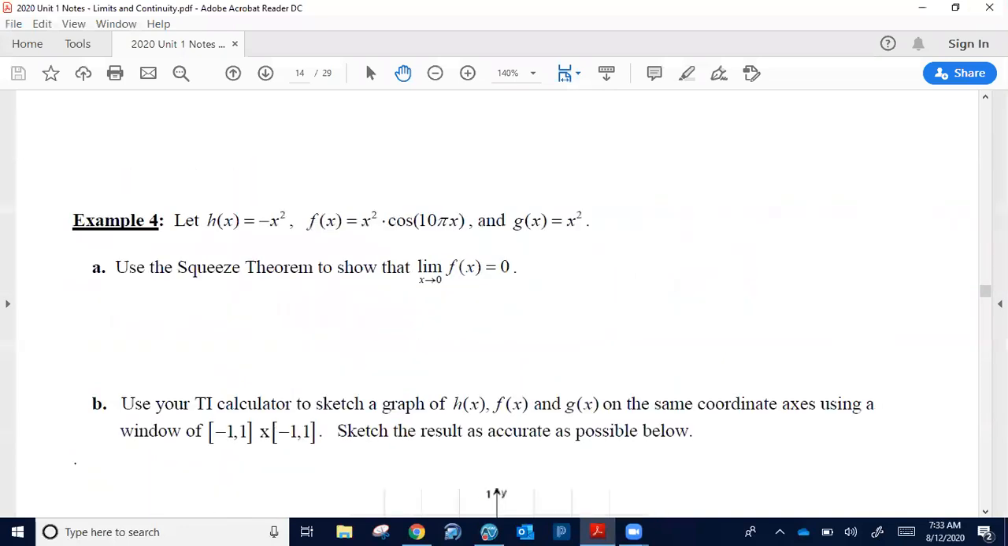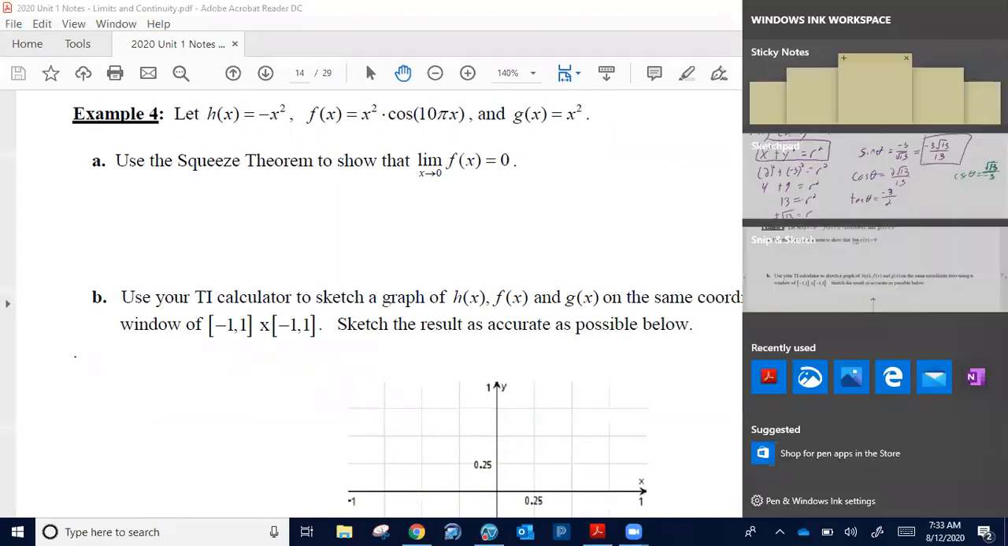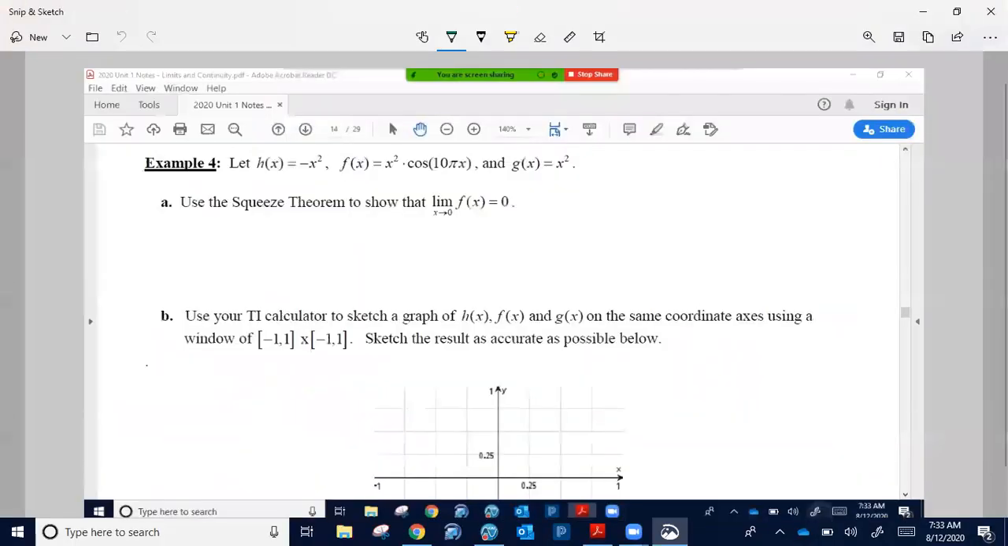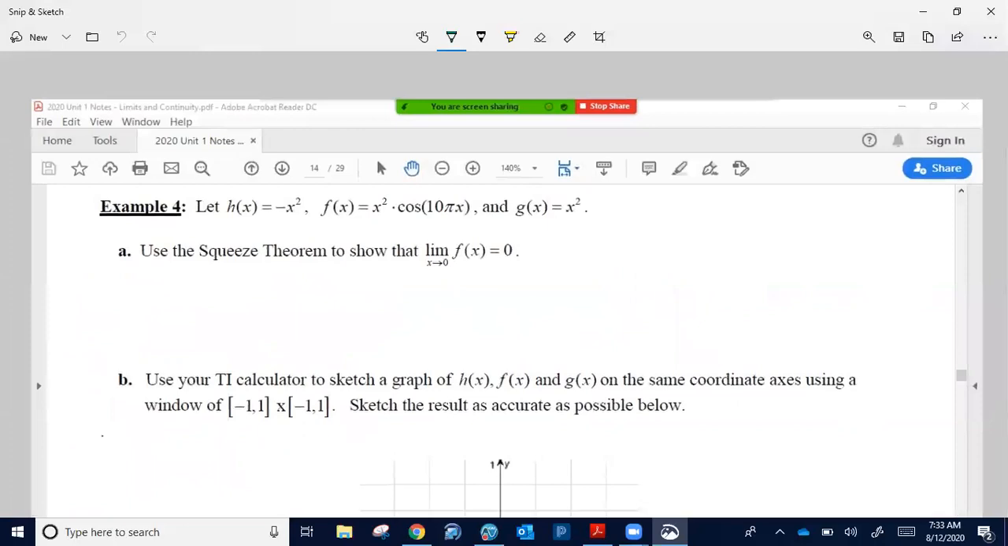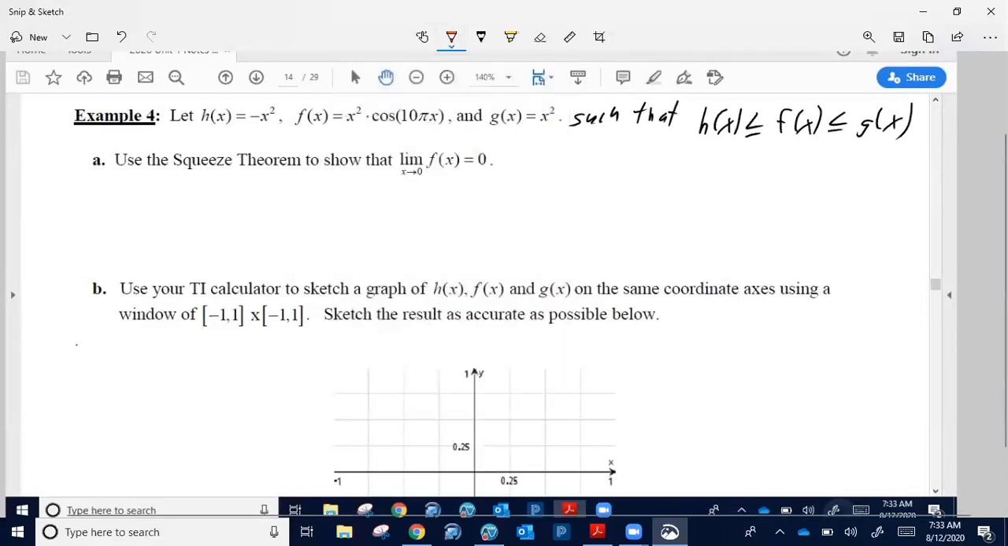And last, non-formula wise, using the squeeze theorem to verify something. First off, we have h of x is negative x squared, f of x is x squared times cosine 10 pi x, and g of x is x squared. We do need a statement on this. We should say something like, such that, to make this work, h of x is less than or equal to f of x, less than or equal to g of x. That's important. We need that to utilize the squeeze theorem.